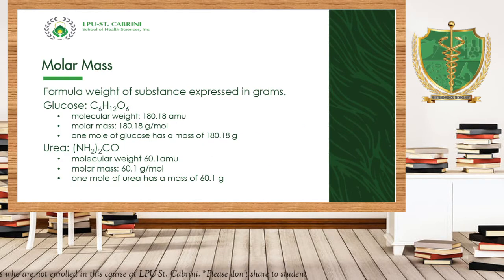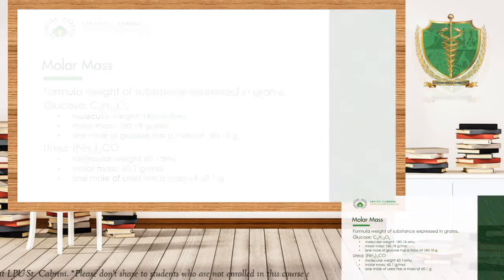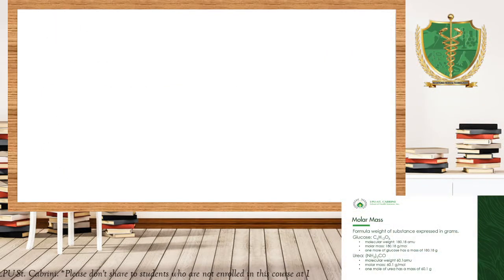Now we have what we call molar mass. Molar mass is the formula weight of a substance expressed in grams. How are we going to get molar mass? Molar mass is basically the same thing as your formula weight. However, formula weight is expressed in atomic mass unit, while molar mass is expressed in grams per mole or simply grams. Okay? So how are we going to get the molar mass of glucose and urea? So this is how we're going to get it.